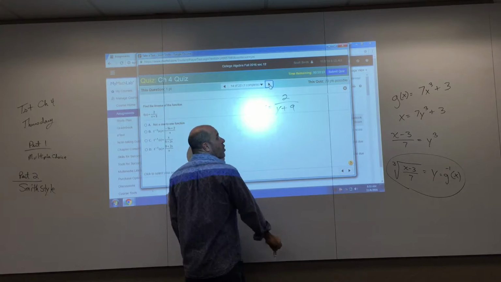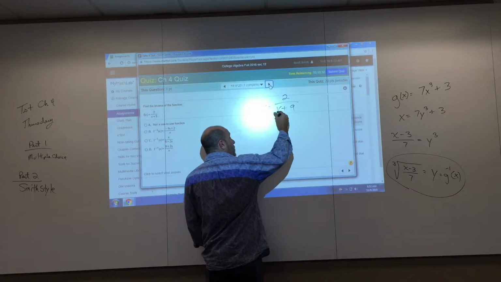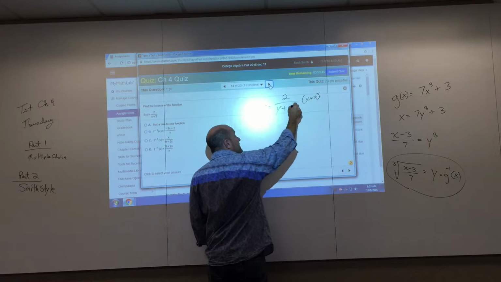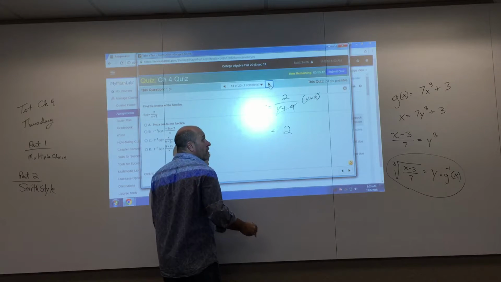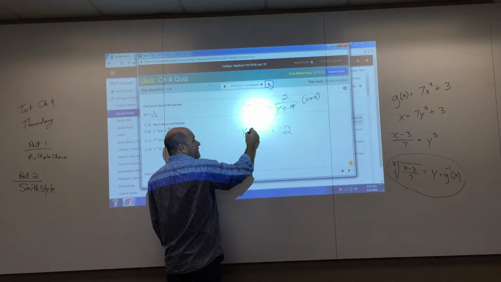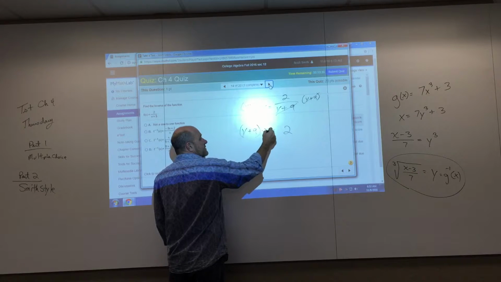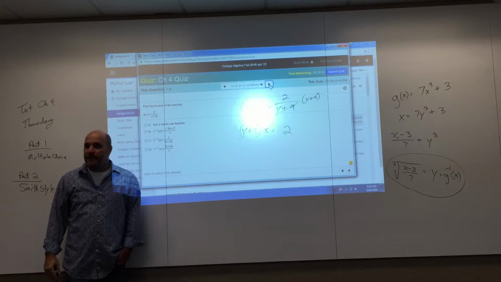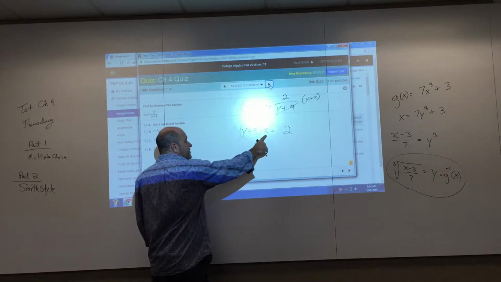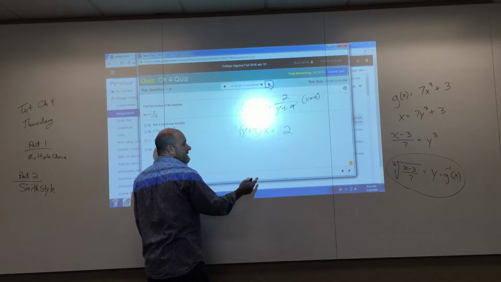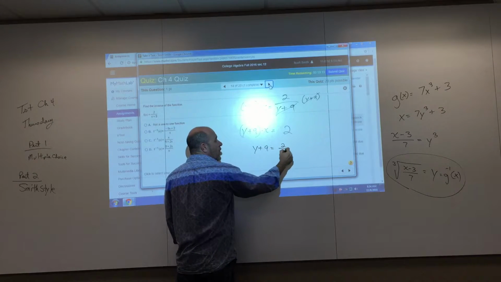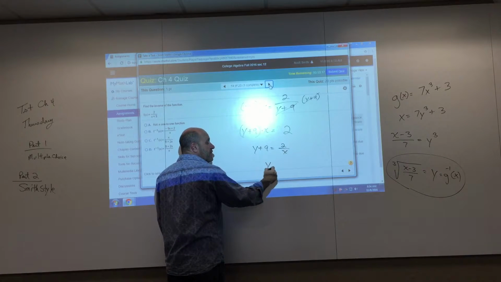I would multiply by the quantity y plus 9. To get it out of the denominator, I would multiply by y plus 9. What happens over here is it cancels, and you're left with 2. What happens over here when you multiply by y plus 9 is you get y plus 9 times x, of course. And then I think you can solve for y. There's a couple ways. Some students might choose to distribute, but I might not. I think I'll just divide by x. Y plus 9 equals 2 over x. Subtract 9 and you're done.